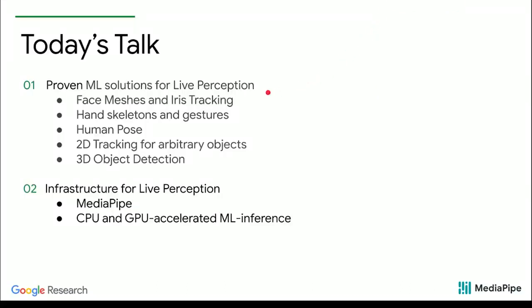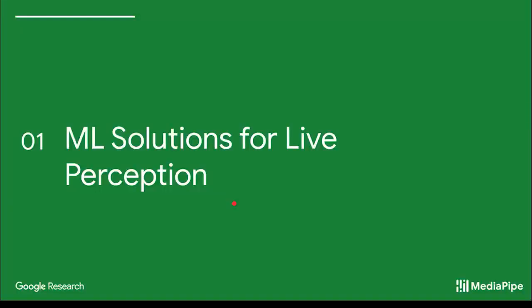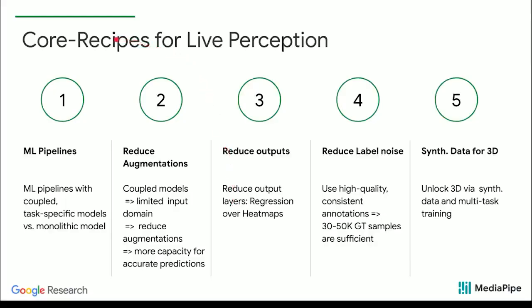that. In the first half of today's talk, I will be showcasing 5 proven ML solutions for live perception. That is face meshes, hand skeletons, human pose, 2D box tracking, and 3D object detection. And in the second half of the talk, we'll be touching base on the infrastructure to enable them. Let's start with the ML solutions. As I mentioned, there are 5 core recipes that we found useful.